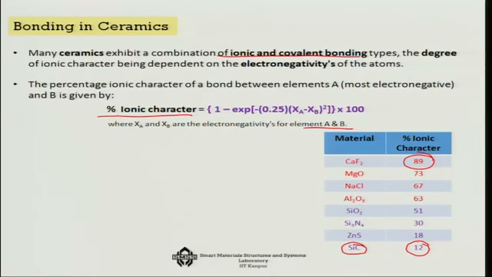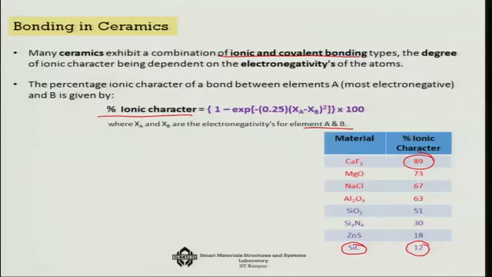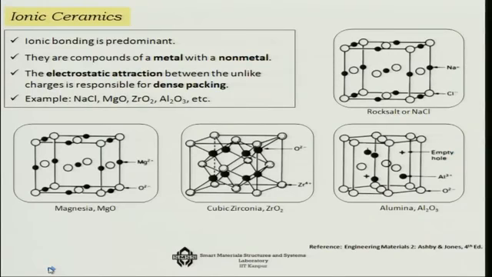So the elements that make these ceramic compounds, their electronegativity basically determines whether it is going to be predominantly ionic bond or covalent bonding. If they are very far apart, that means if Xa minus Xb is very high in terms of electronegativity, then it will be predominantly ionic. Otherwise, it will be the other way around, that is covalent bond.